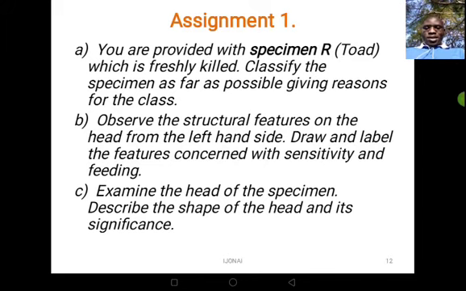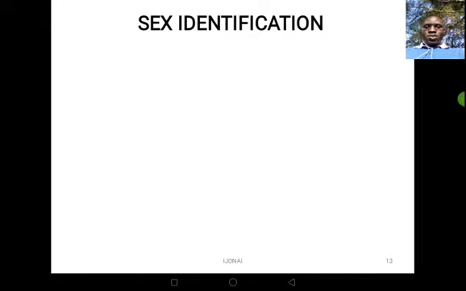And then examine the head of the specimen, describe the shape of the head and its significance. Yes, we looked at this in lesson 1, but I want you to get the specimen and attempt that question. When you do that, you can inbox me your findings, and then I will respond to you. Thank you very much, and please do those questions.